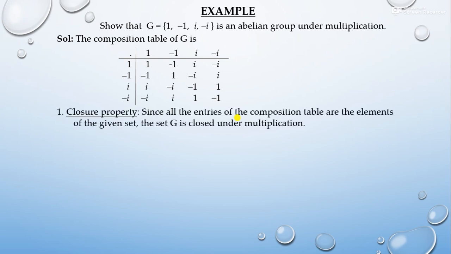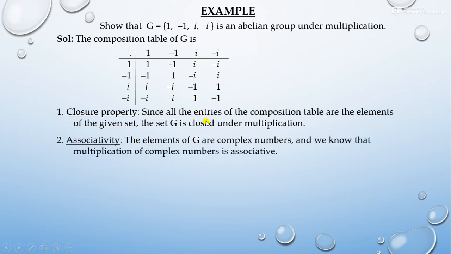Now first property, closure property. For the closure property, we have to see that all our elements, 1, minus 1, iota and minus iota, are there in our composite table. So we can say that yes, this holds the closure property. Associativity: because these are complex numbers in our set, and we know that complex numbers always hold the associative property. So this is the associativity.